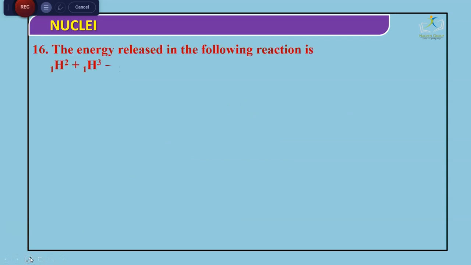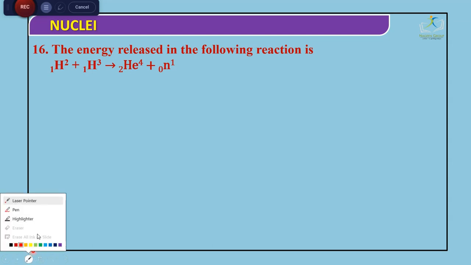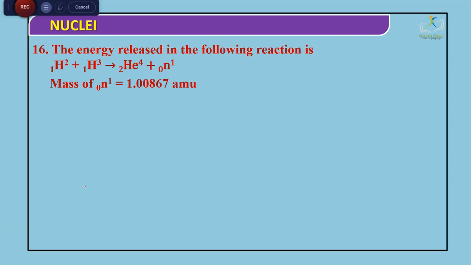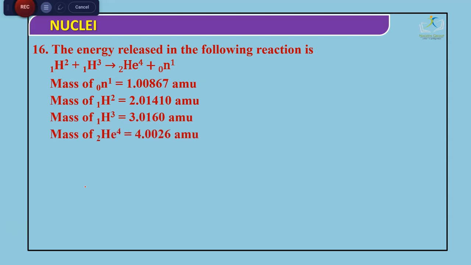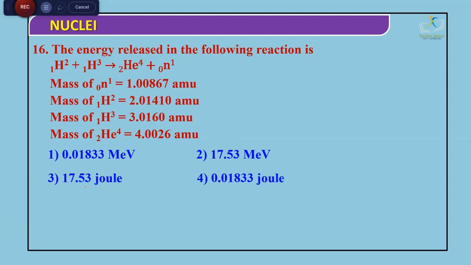Next question which we have: the energy released in the following reaction 1H2 plus 1H3 gives 2He4 plus 0N1. Mass of 0N1 is 1.00876667 AMU. Mass of 1H2 is 2.01410 AMU. Mass of 1H3 is 3.0160 AMU. And mass of 2He4 is 4.0026 AMU. These are the options. So let's move on to the solution part.